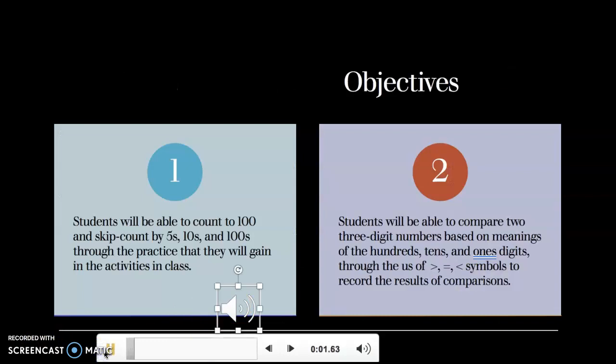The two objectives that we will be completing by the end of the lesson are: students will be able to count to 100 and skip count by fives, tens, and 100s through the practice that they will gain in the activities in class. The second objective is students will be able to compare two 3-digit numbers based on meanings of the hundreds, tens, and ones digits through the use of greater than, equal to, and less than symbols to record the results of comparisons.